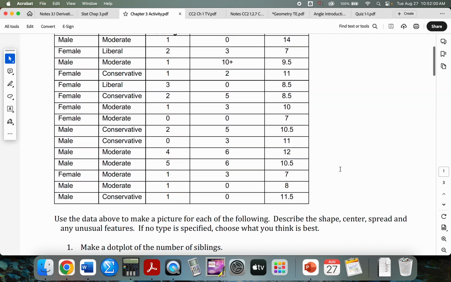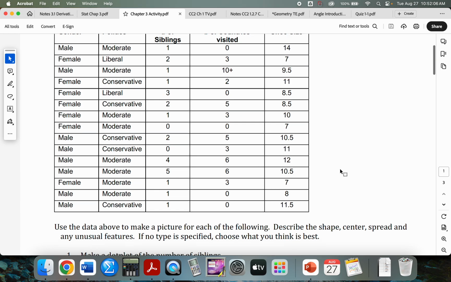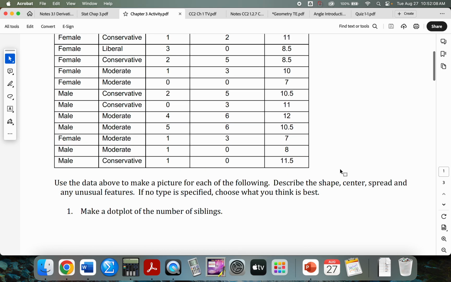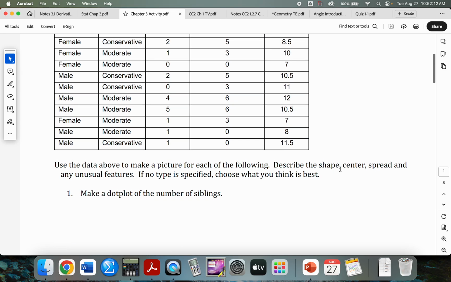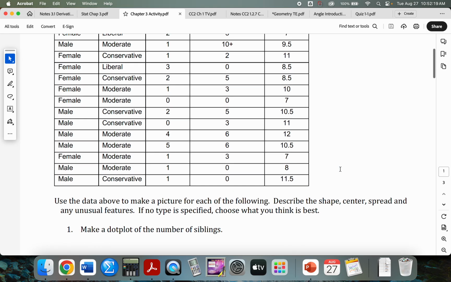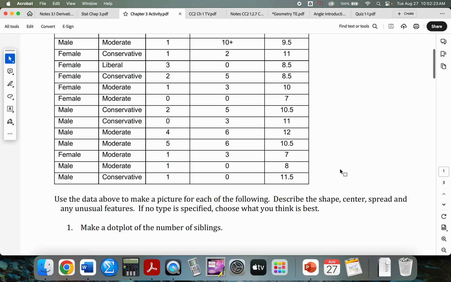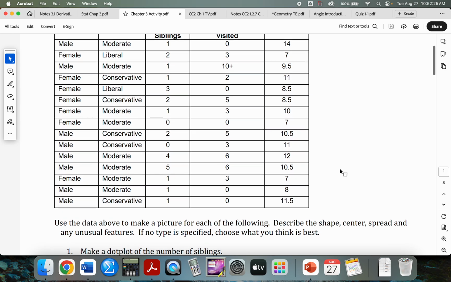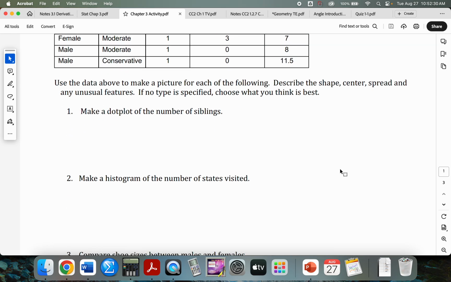All right, so we've got this data, and we're going to make different kinds of plots. And we're going to talk about why each one of them is an appropriate plot for this. So we don't do dot plots a ton. We just don't. But this is a small enough data set, and it's not spread out very much. I think a dot plot works for that. So for the number of siblings, let's make a dot plot.